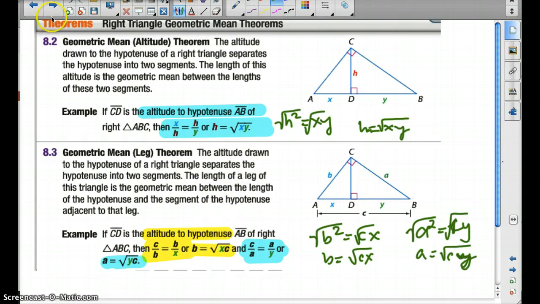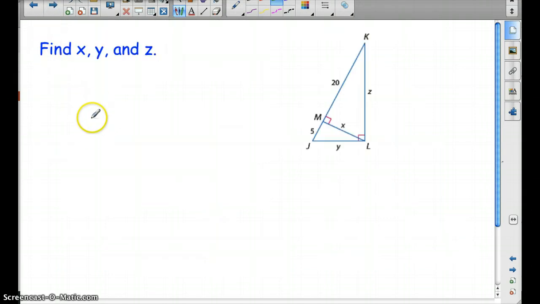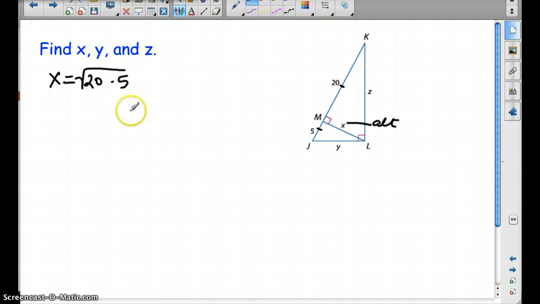All right. So we're going to use it to find x, y, and z. If we notice, x is the altitude, so we have to go back and look at our theorem. So x equals the square root of 20 times 5. If you like setting up your ratios, your proportion, go ahead and do so. I just like knowing that it's the square root of those two things multiplied. So x equals the square root of 100, so x equals 10.